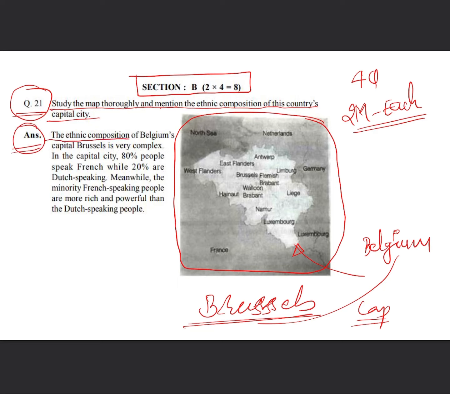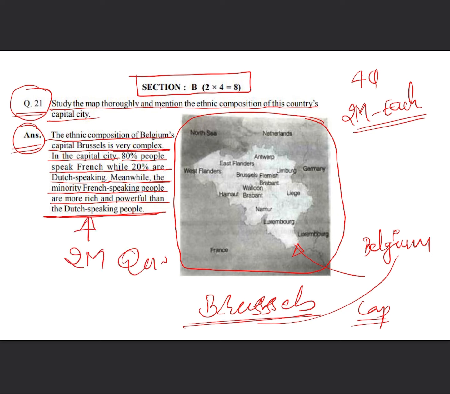The ethnic composition of Belgium's capital Brussels is very complex. In the capital city, 80% people speak French, while 20% are Dutch speaking. Meanwhile, the minority French speaking people are more rich and powerful than the Dutch speaking people. This is what is required in a 2 marks question. This much details are required. Okay.